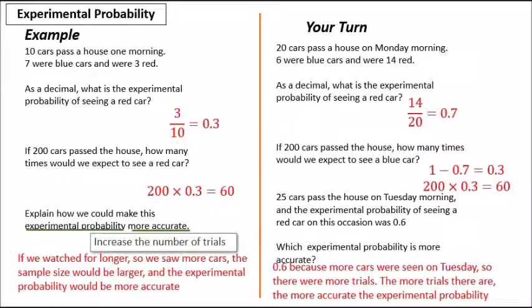The more trials there are, the more accurate the experimental probability. And that's important to recognise. Alright? What we could have done is added the total number of cars seen together, the total number of cars altogether, and the total number of blue cars and the total number of red cars, added them all together, and then we'd have got an even more accurate experimental probability.